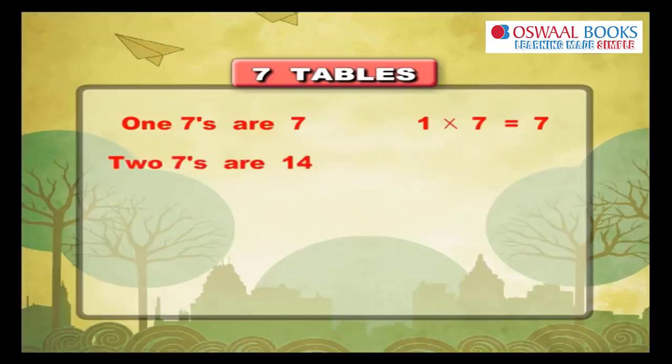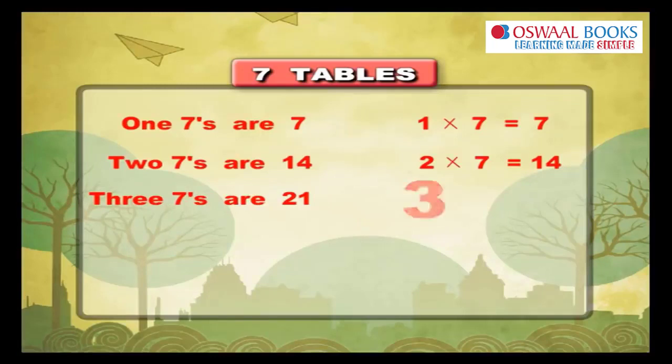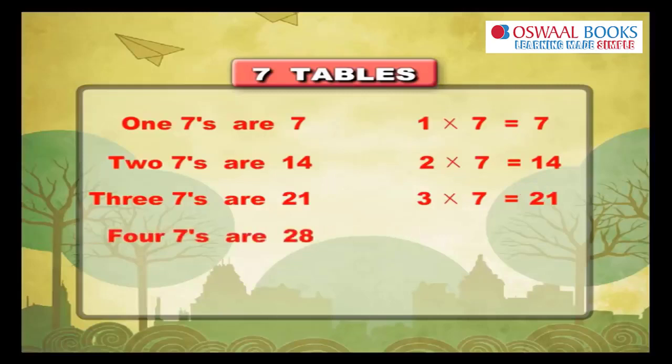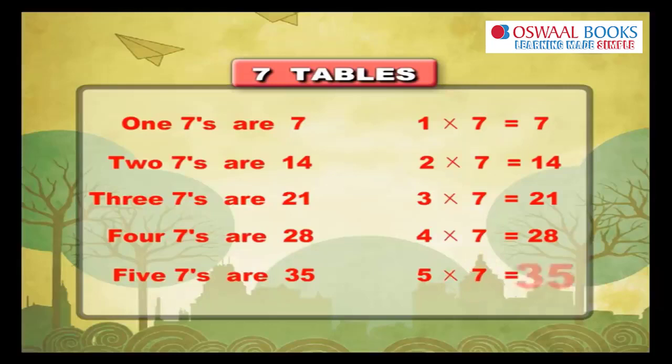7 tables. 1 seven is 7. 1 into 7 is equal to 7. 2 sevens are 14. 2 into 7 is equal to 14. 3 sevens are 21. 3 into 7 is equal to 21. 4 sevens are 28. 4 into 7 is equal to 28. 5 sevens are 35. 5 into 7 is equal to 35.